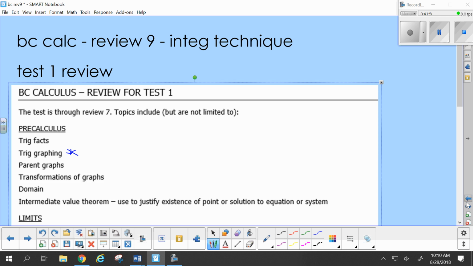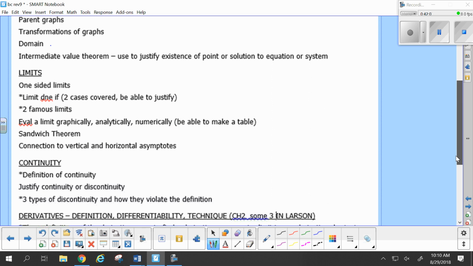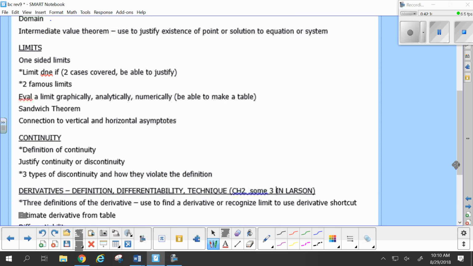Parent graphs, most of you know the parent graphs fine. Transformations of graphs, shifts, reflections, and all that. That also is fine. And intermediate value theorem. You guys do that pretty doggone well, I gotta say. Once again, good job, Ms. Kenna. For limits, one-sided limits, graphically, analytically, and verbally. The limit does not exist. There are 2 reasons the limit doesn't exist. What are they? That's differentiability. You're thinking differentiability.